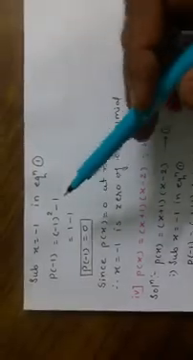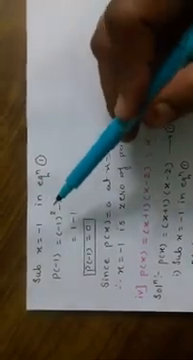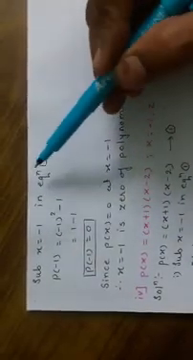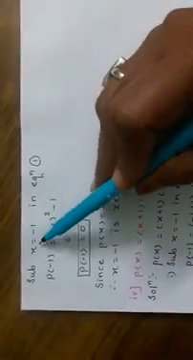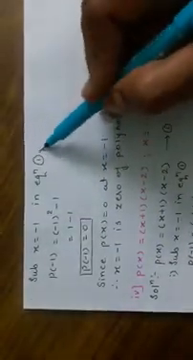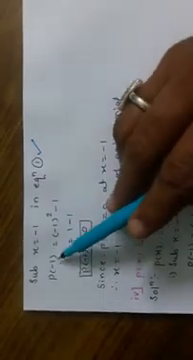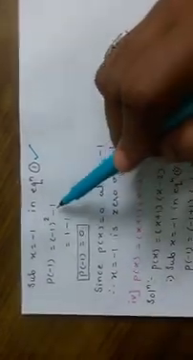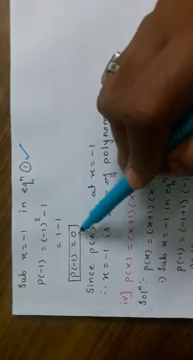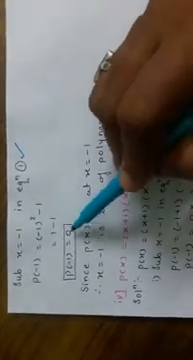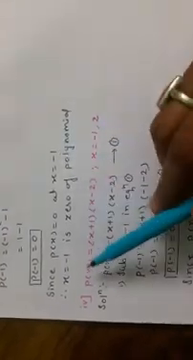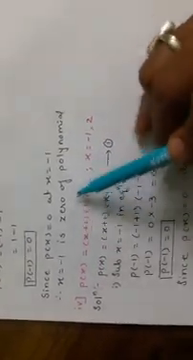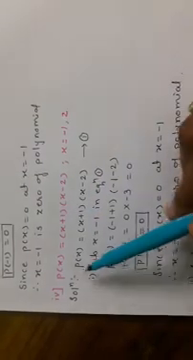For the same polynomial, we have to check whether x equals minus 1 is also a zero of the polynomial or not. So we substitute x equals minus 1 in equation 1. P of minus 1 is equal to minus 1 square minus 1. 1 minus 1 is 0, so p of minus 1 is equal to 0. Since p of x is equal to 0 at x equals minus 1, therefore x equals minus 1 is a zero of the polynomial.